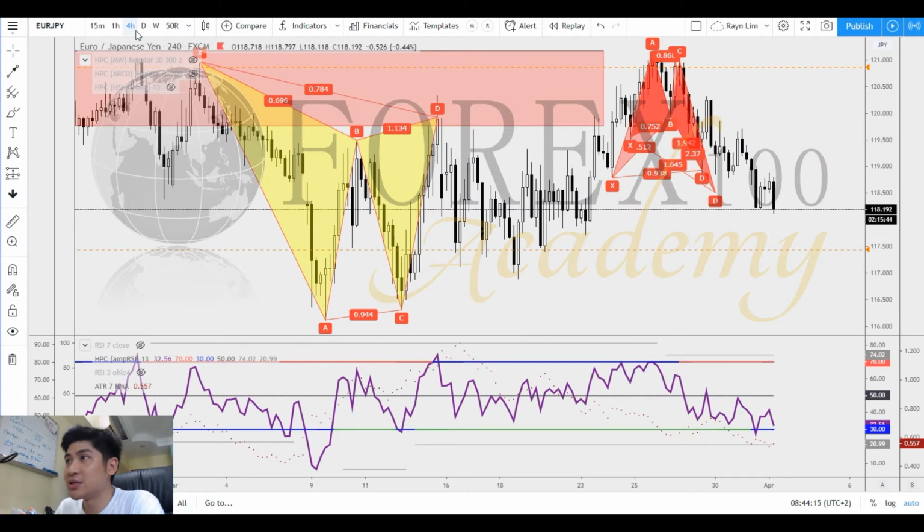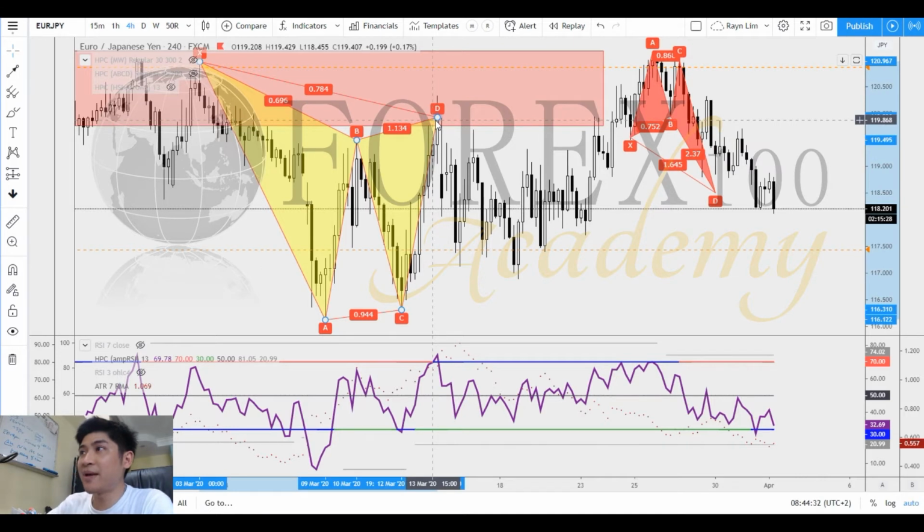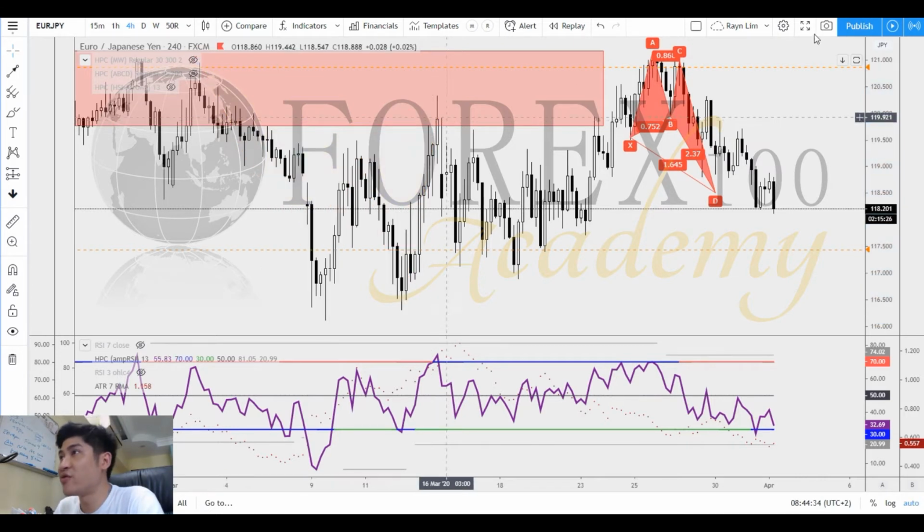To the 4-hour chart, on the 4-hour chart there is this bat and crab pattern. Right now the bat pattern is a bit not helpful already, so we can just remove it. Likewise for this Gartley pattern, it is out, can remove it. Let's see what this alert is.